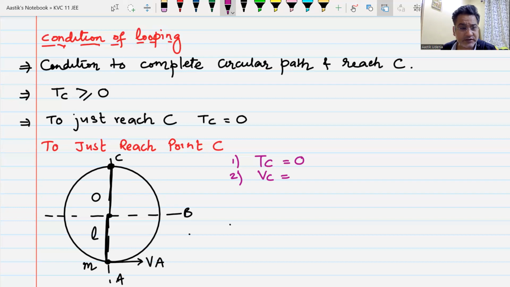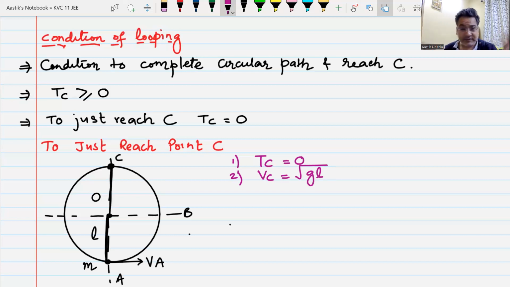That is what happens when you don't come prepared. Yes, beta, how much? Under root LG. Wow, good. Under root GL. Under root GL would be the velocity at point C.